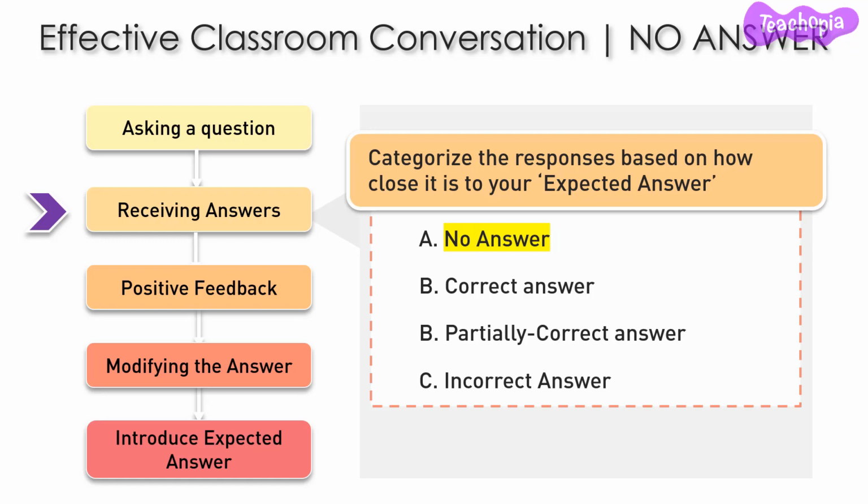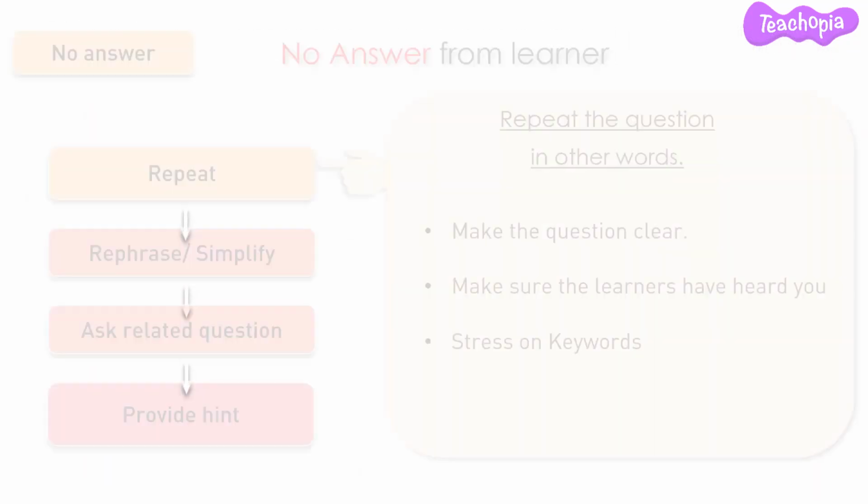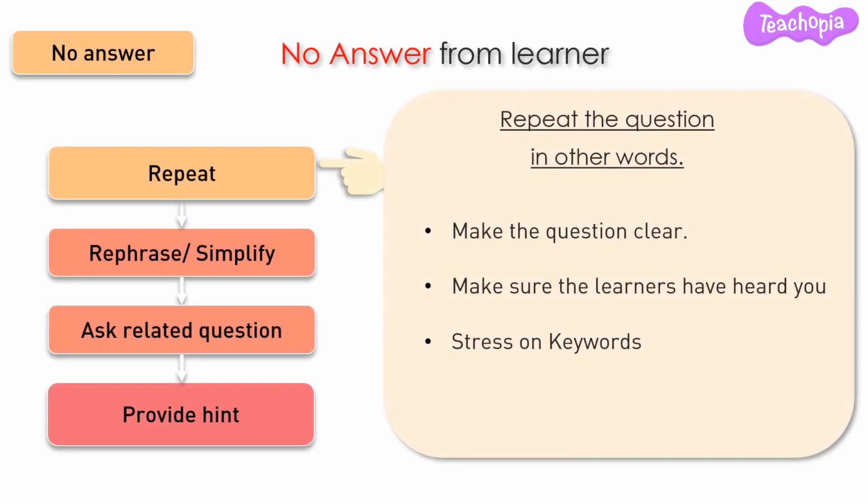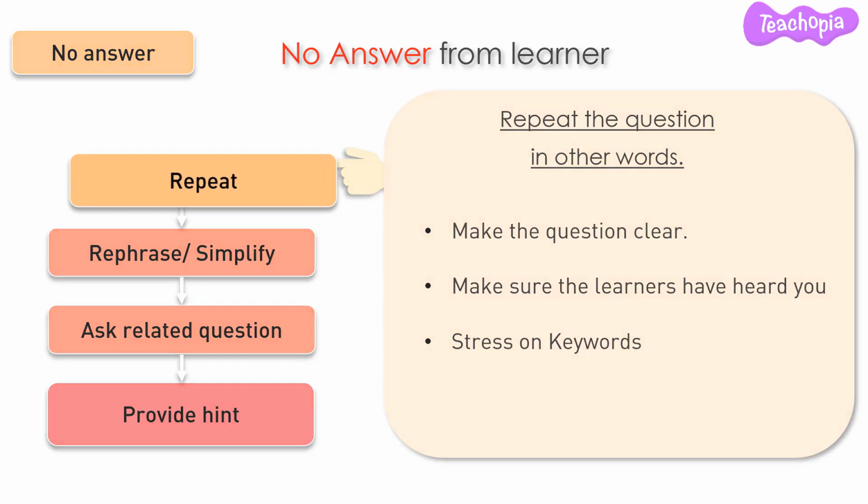Yes, so receiving answers, when we get no answer, what do we do? Four simple steps. One is you repeat the question. Next is you rephrase. Third is you ask related questions. And fourth is you provide a hint. So let's look at what the first step means, repeating a question. This simply means we have to make the question clear. We have to make sure our learners have heard our question correctly. And we need to stress on important keywords in our question.